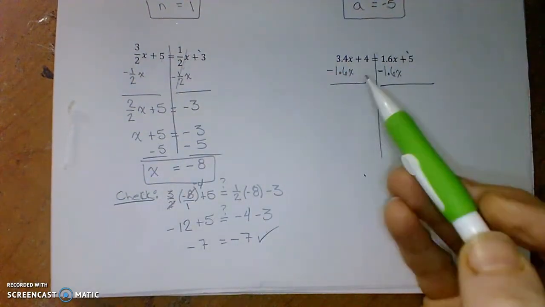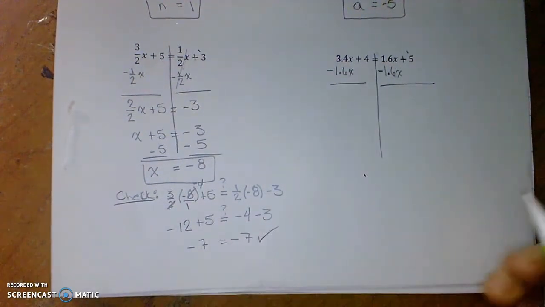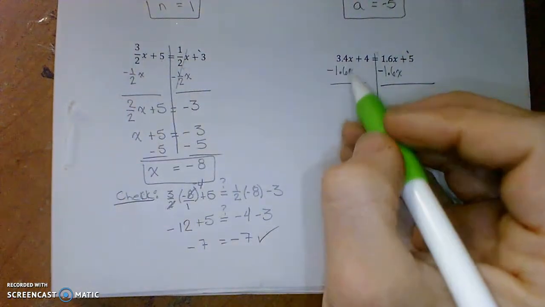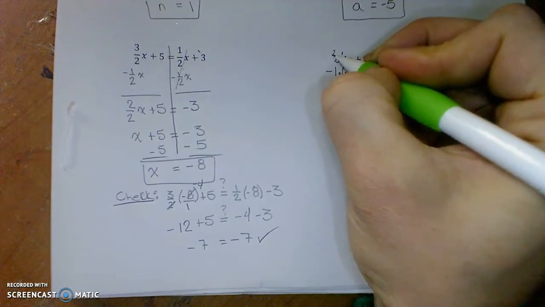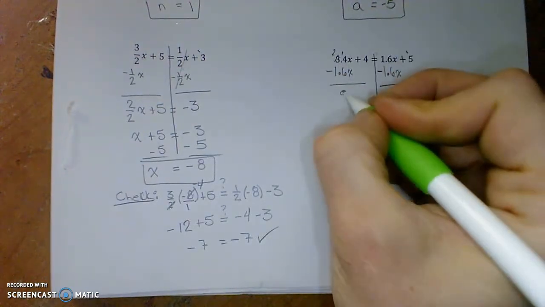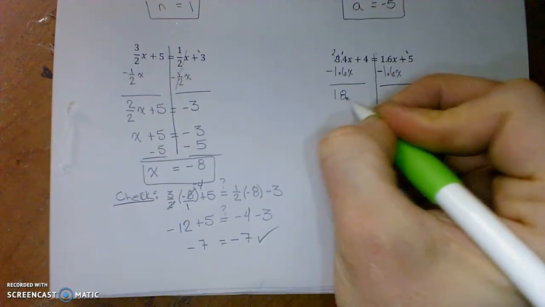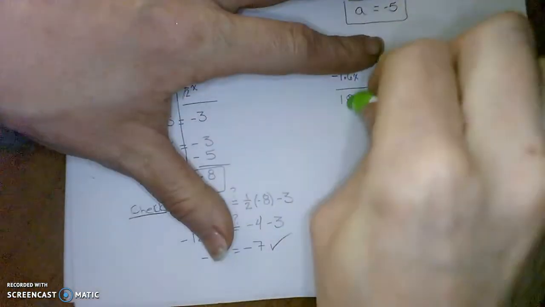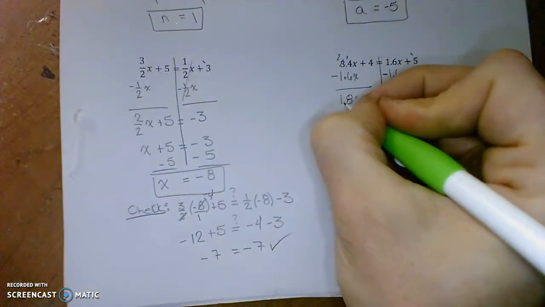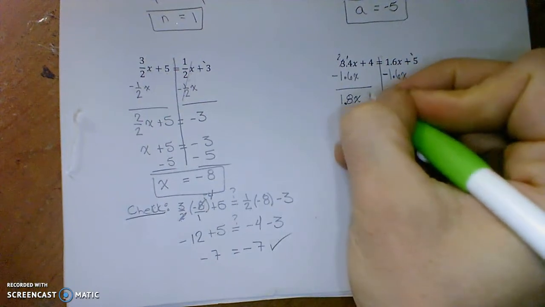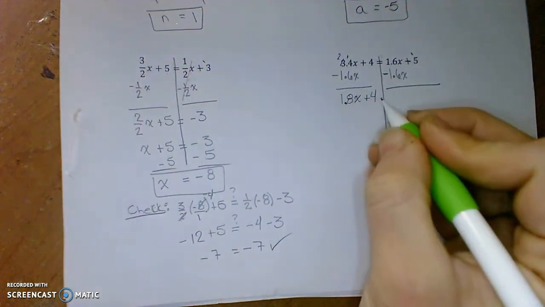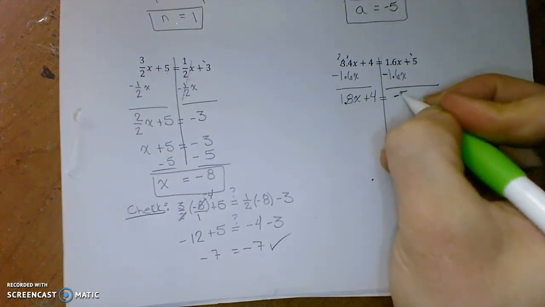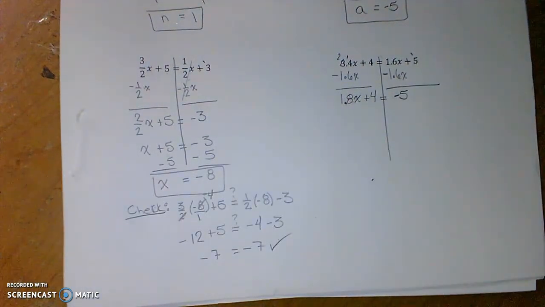Lining your like terms up underneath like terms. So 3.4x minus 1.6x. Let's go ahead and do that subtraction. I'll get 1.8x. Then you have the plus 4 that's on the left-hand side, equals -5 on the right-hand side.